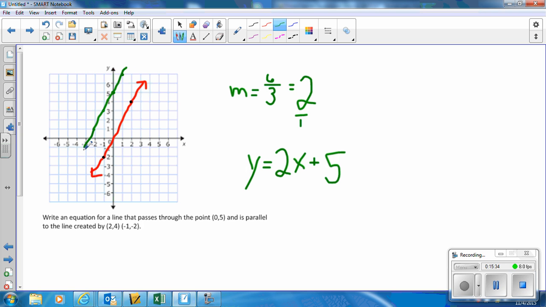Notice that it's parallel, never touching each other. Never ever touching each other. So my answer to this problem is right here. Y equals 2x plus 5. That's my answer. And then we're done.